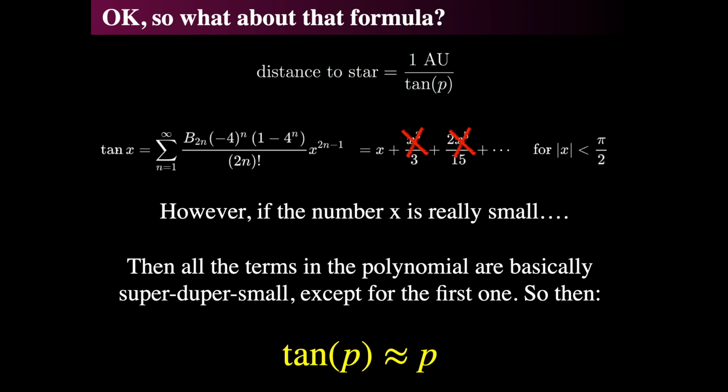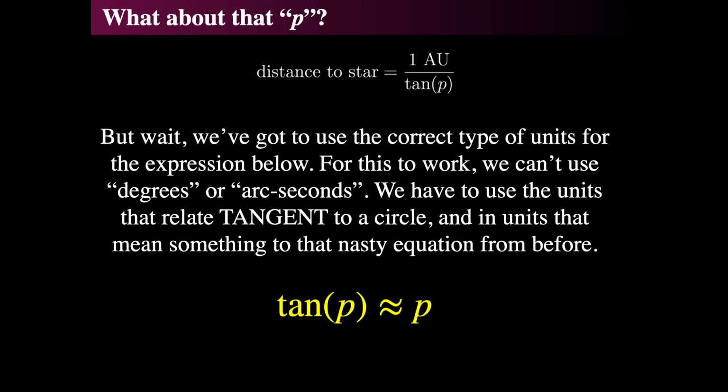And every other term to the right is even higher powers of x. So if the number x is really, really small, then the tangent of the angle is essentially the angle. Well, in what numbers though? But wait, we've got to use the right units for this expression. Arcseconds just doesn't work for this. Arcseconds is not how we would measure this in a trigonometric function.